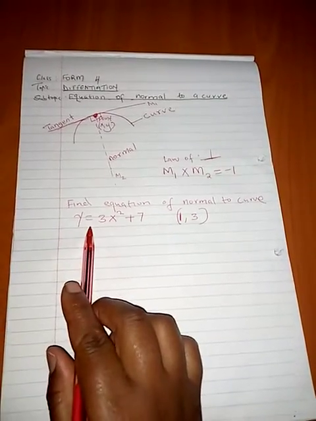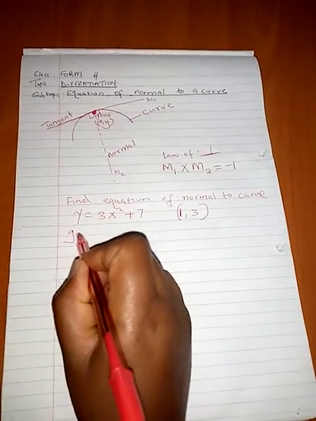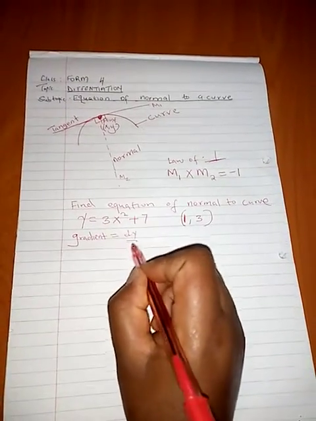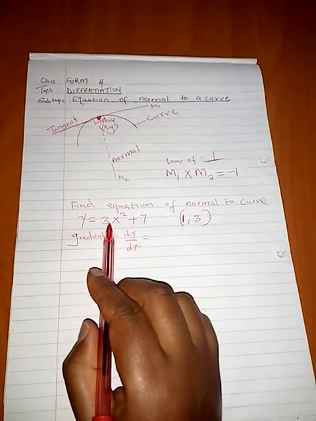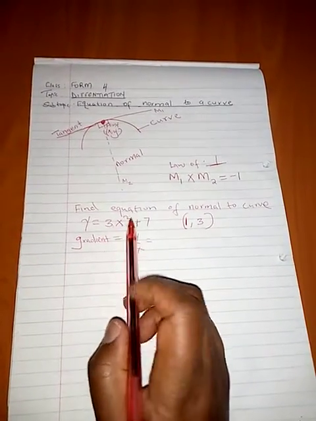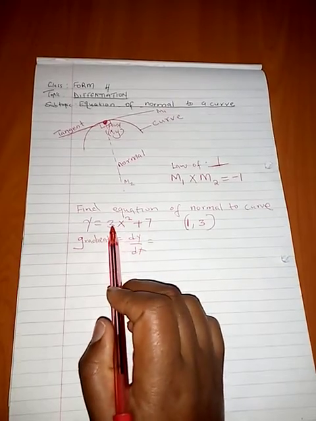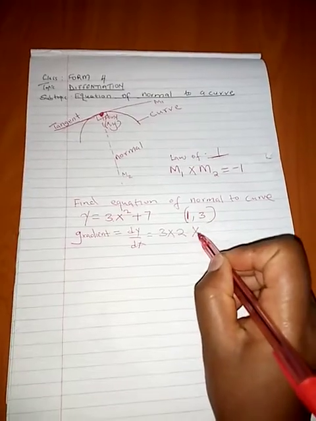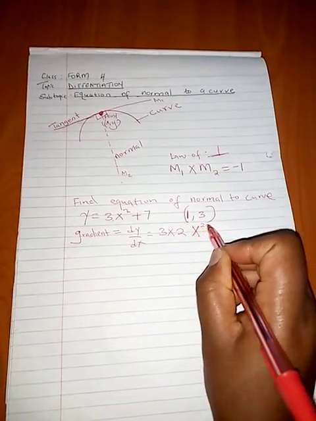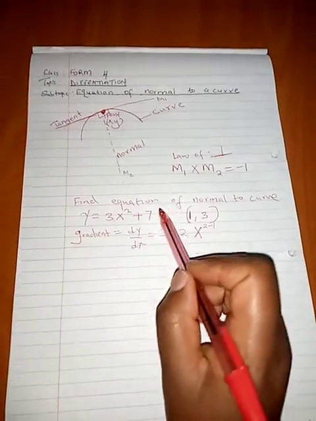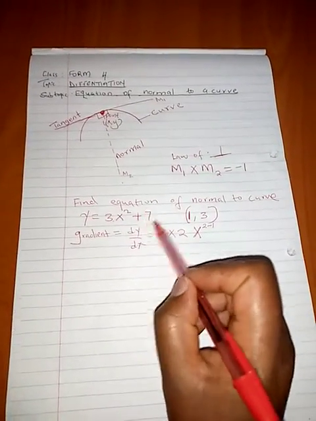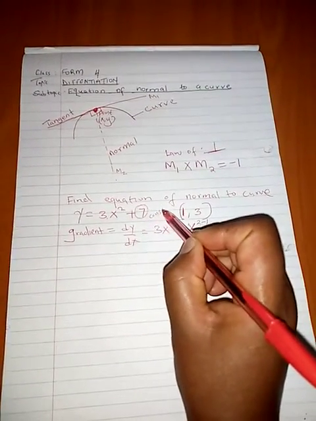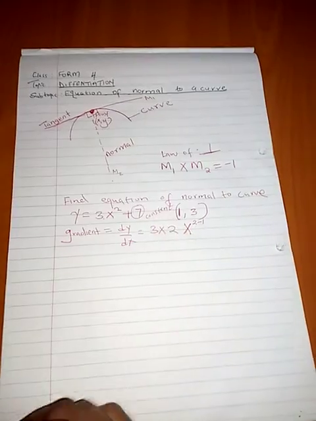So in this case, we need to get the gradient, and our gradient is the same as we differentiate y with respect to x. So dy over dx of this equation: we differentiate by taking the power multiplied by the coefficient. So it is 3 times 2, then x to the power 2 minus 1. Then on this 7 here, we are not going to differentiate because there is no x. This one is a constant, so we leave it like that.